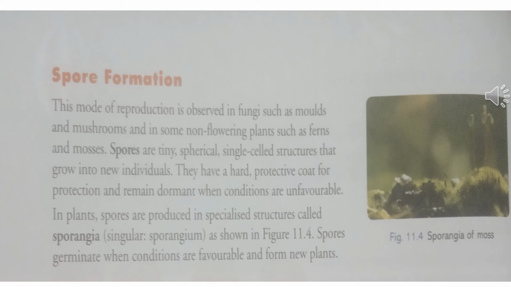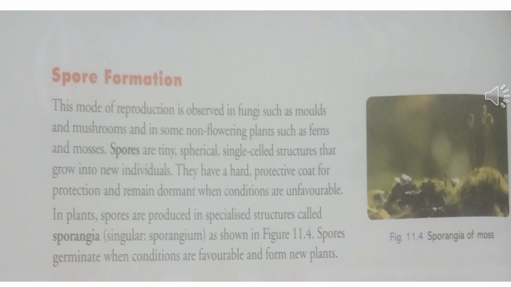Another type of asexual reproduction is spore formation. This mode of reproduction is observed in fungi such as moulds and mushroom, and in some non-flowering plants also, such as ferns and mosses.